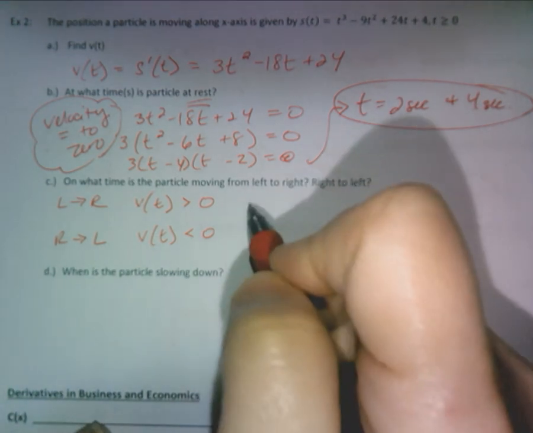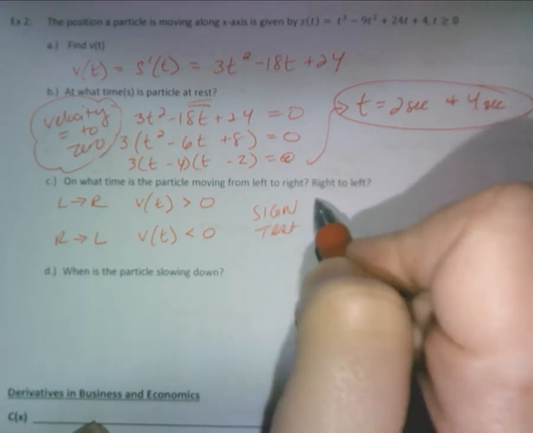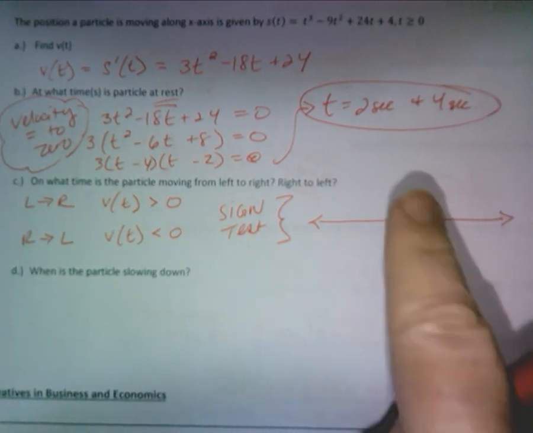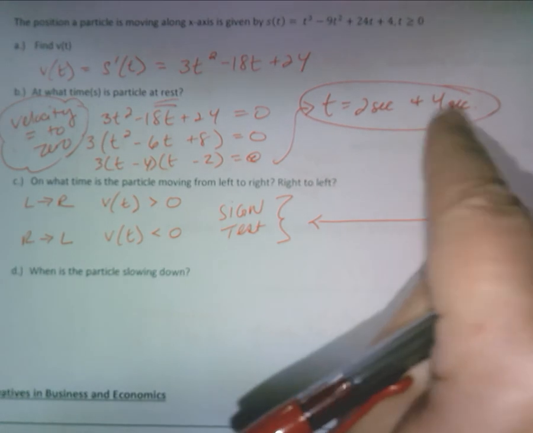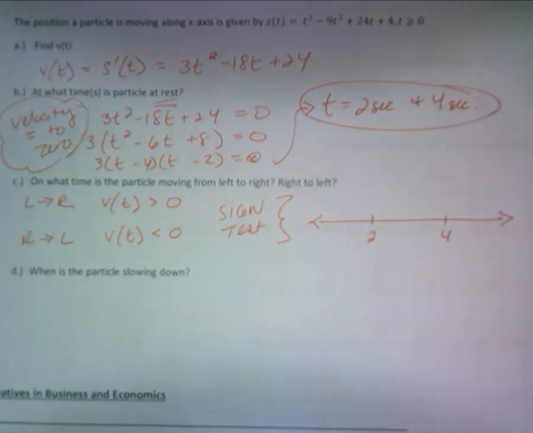So what you have to actually do here, which you haven't done in a while, is called a sign test. Remember, you're on the x-axis here. Your boundary points are the 2 points that you just found up here, 2 and 4. But there's another one. The other one is 0, because we can't go backwards in time. We're talking about t being seconds. We can't go backwards, okay?